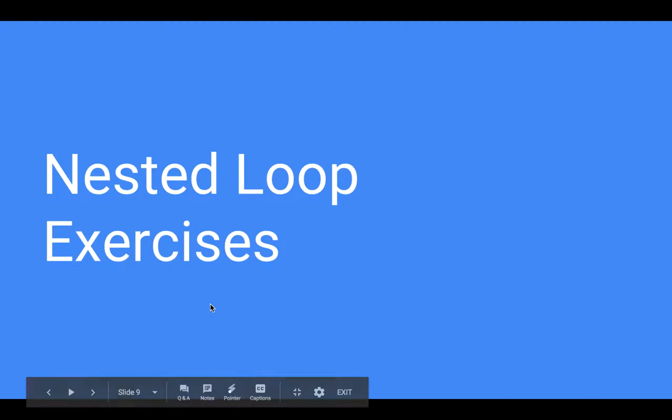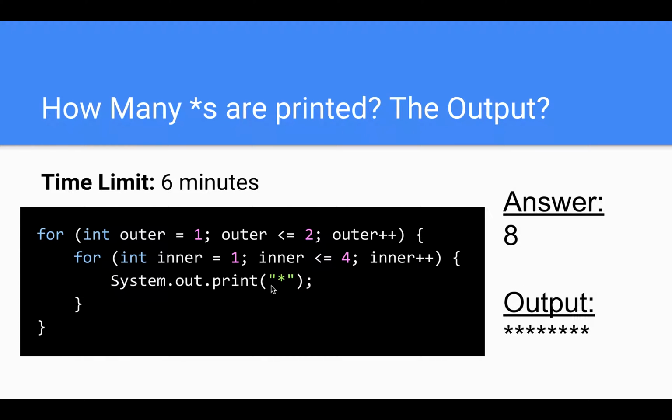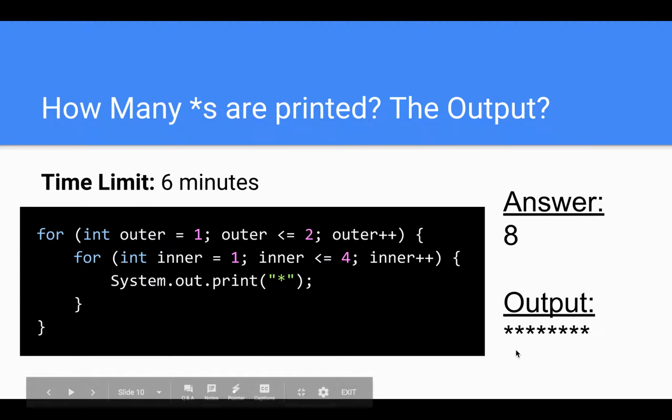Nested loop exercises. How many stars are printed? What's the output? So for this one, we have an outer loop that runs 2 times, and an inner loop that runs 4 times. So since the inner loop runs 4 times, and the outer loop runs 2 times, you multiply 2 times 4 to get 8 stars. And since there's no println statements, all the stars are on the same line here. So just 8 stars in a row.